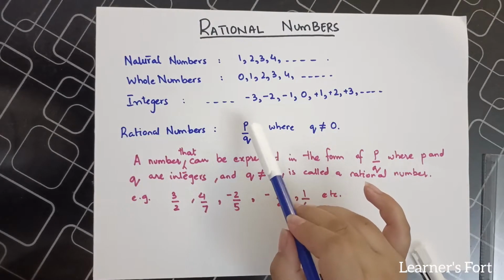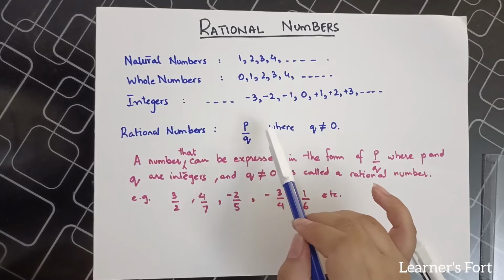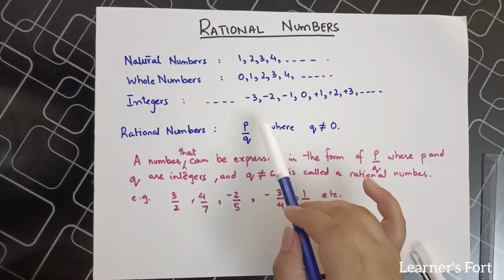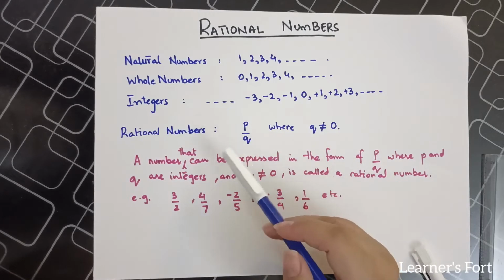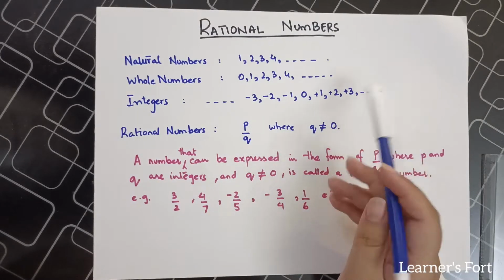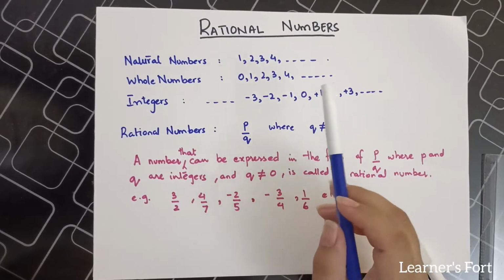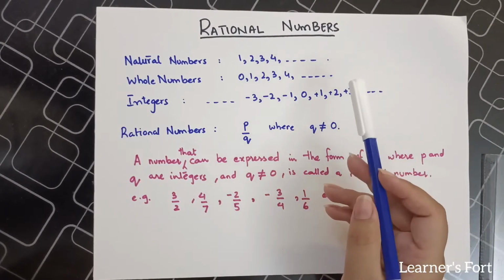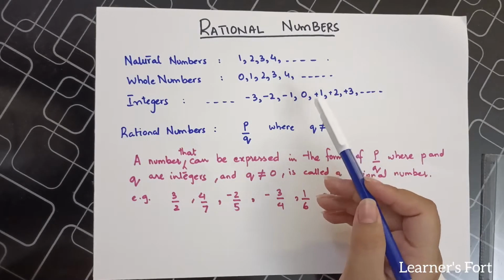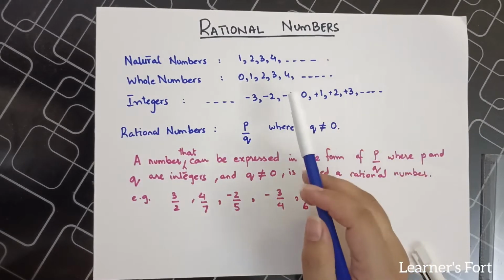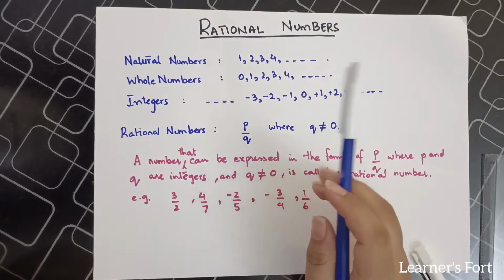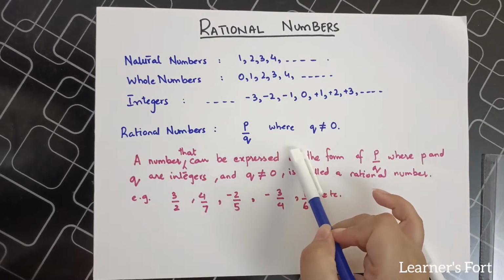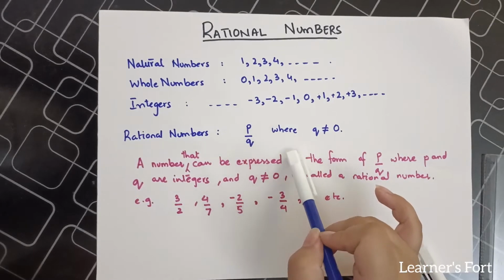The denominator cannot be 0 in case of rational numbers, because when the denominator is 0, the answer is undefined. Even if you put a question in your calculator like 2 divided by 0, your calculator will not give you any answer, because anything divided by 0 is undefined. You can't get any answer for that.